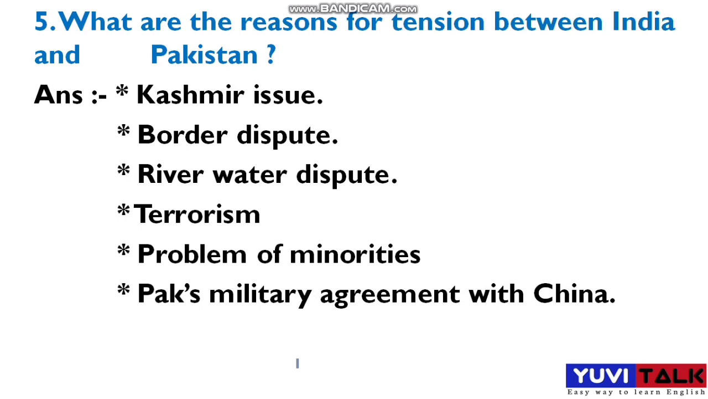Next is the problem of minorities. This is also there in our country. You have heard many times about communalism also. The next point is Pakistan's military agreement with China. This is also one cause. Pakistan has a good relationship with China, and they have made many agreements with China. So these are the reasons for the tension between India and Pakistan. Okay, students. Now let's move on to the next question.